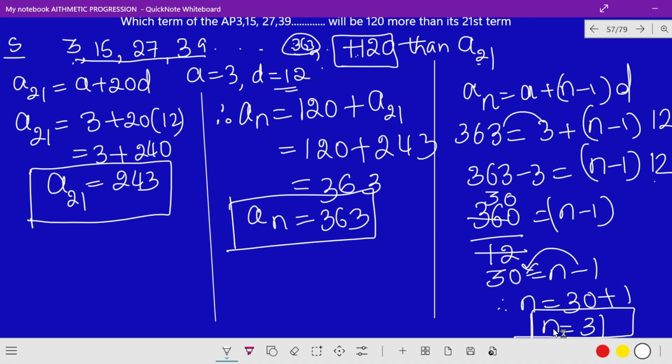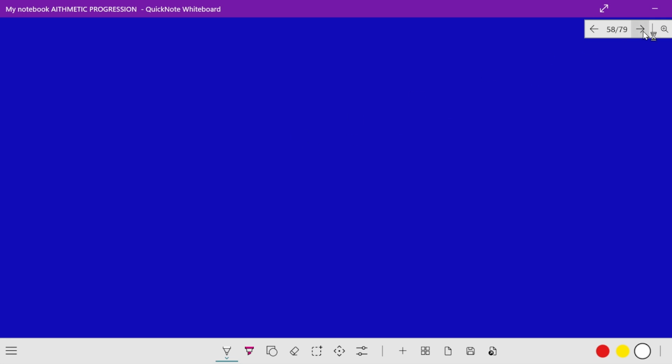So which term is it? The 31st term is 363. Let us double check. The first term is 3, the second term is 15, the third term is 27, the fourth term is 39. Like that, the 31st term is 363, which is 120 more than the 21st term. Next question.